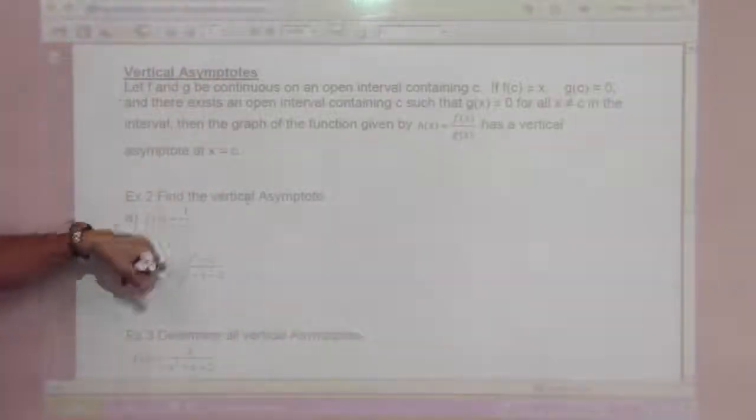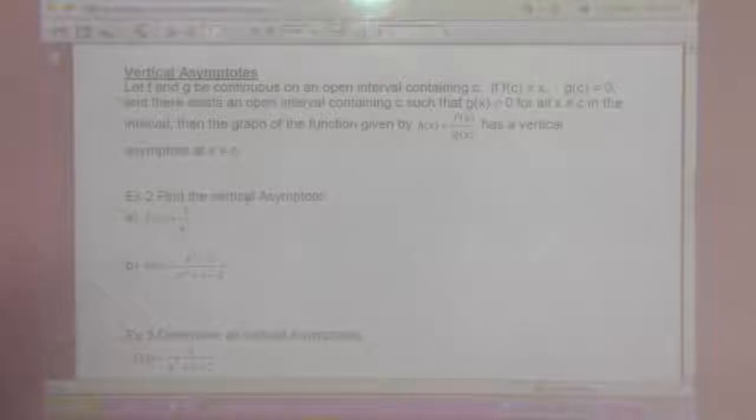So we're going to find the vertical asymptotes for example 2. I'm going to scroll this up, get both 2 and 3 down here if I can.